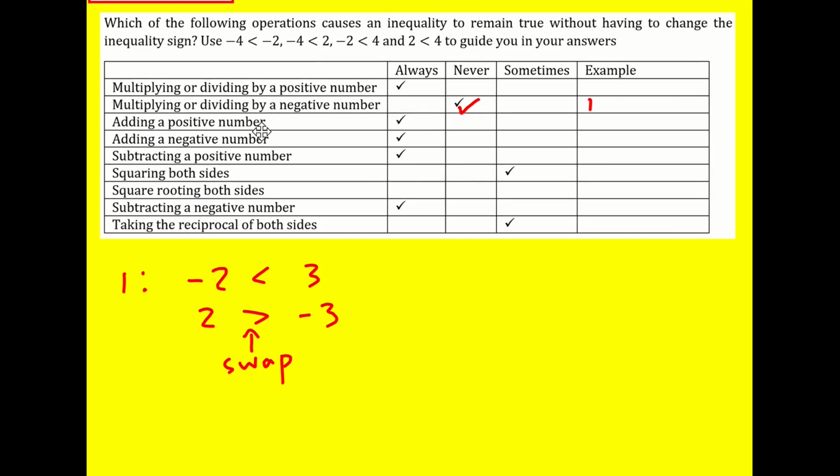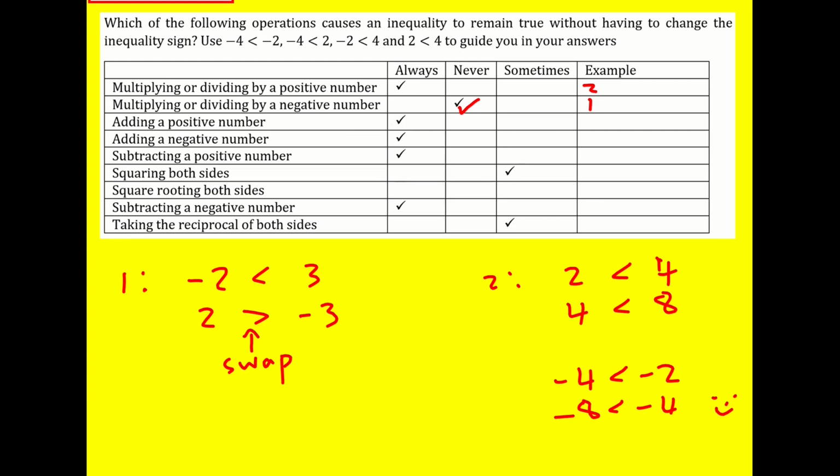Here is the answer. So if you're multiplying or dividing by a positive, I'll put this as example 2, you don't need to swap the sign around. So 2 is less than 4. If I double them both, I get 4 is less than 8. And the same would be true for, say, minus 4 less than minus 2. We'll get minus 8 is less than minus 4, and all is good. So we always keep it the same.